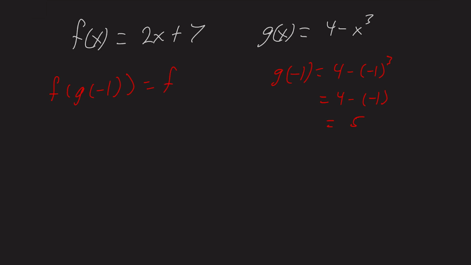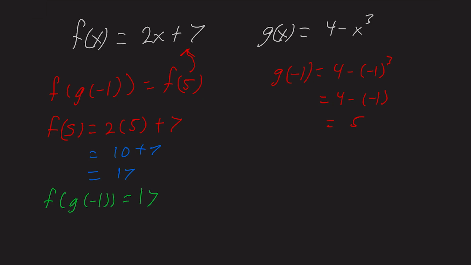So now, this is equal to f of 5, which means 5 is now what I plug in here. So f of 5 equals 2 times 5 plus 7, which equals 10 plus 7, which equals 17. Okay, so all in all, I get f of g of -1 equals 17.